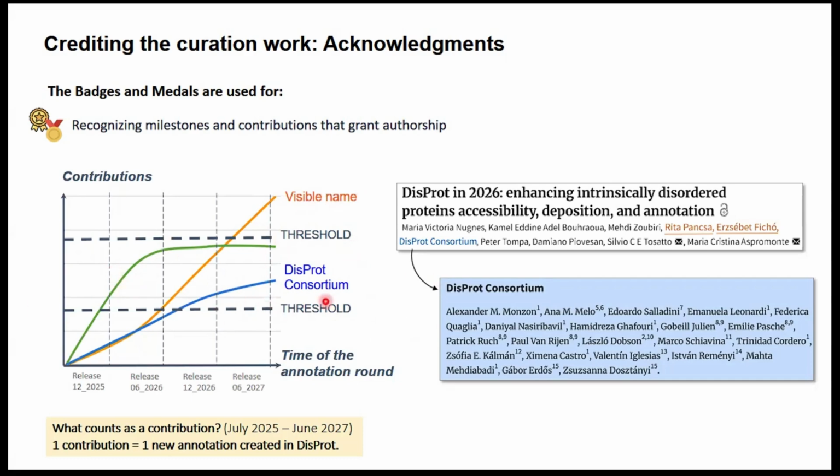So for our DisProt consortium, when we do our publications, they are listed as co-authors of our publication, but under the group of DisProt consortium. This is a snapshot of our latest publication. So as you see, we acknowledge our curators as co-authors in our publications, but the DisProt consortium are listed as DisProt consortium, and then those that are expert curators get their names visible also as co-authors in the publication.